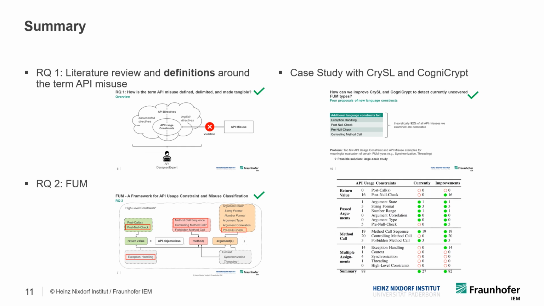To summarize, in this presentation, we've presented the findings of our literature review and the derived definitions around the term API misuse. Then we have introduced FUM, our framework for API usage constraint and misuse classification, which localizes API usage constraints to method calls. Lastly, we've presented the results of our case study where we showed that FUM can be applied to analyze the capabilities of an analysis tool and help to derive targeted improvements.